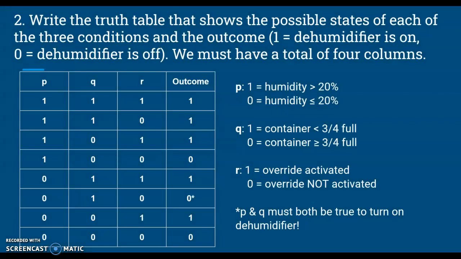Likewise, with these values, we can now create a truth table with 1 essentially representing true for each and 0 false for each of our propositions, and an outcome table with 1 meaning that the dehumidifier would be turned on and 0 meaning that it would remain in an off state. Here, of course, we must remember that P and Q must both be true to turn on the dehumidifier.